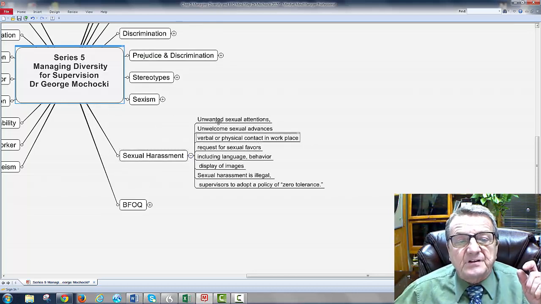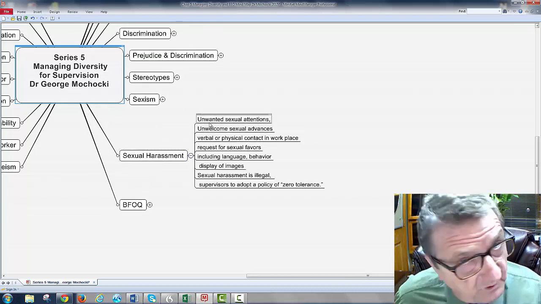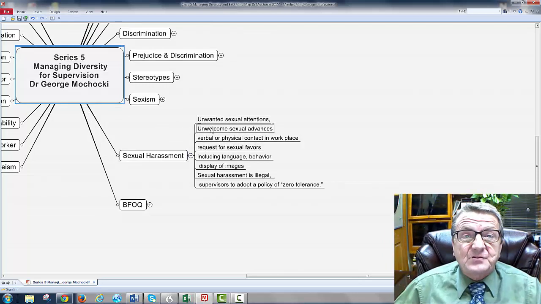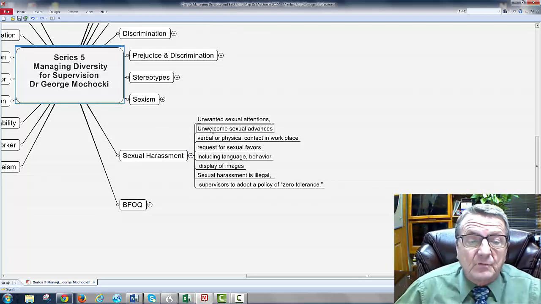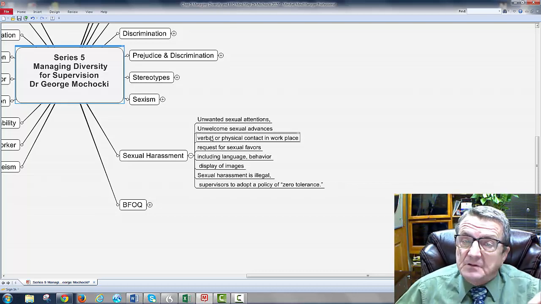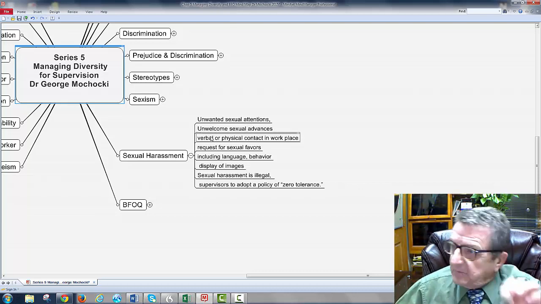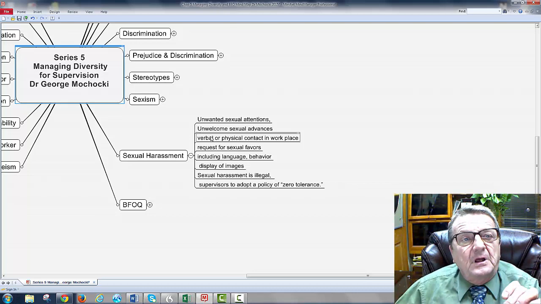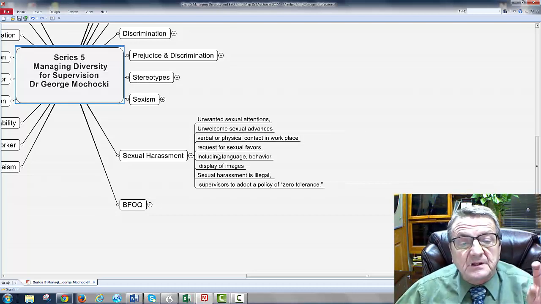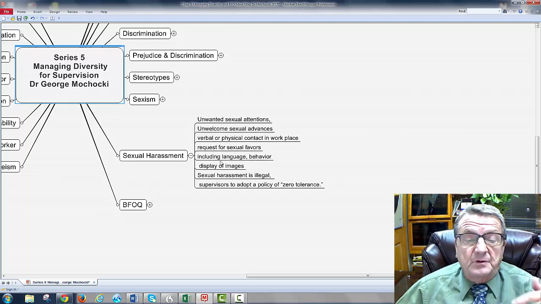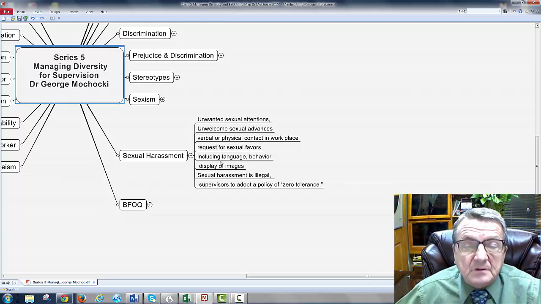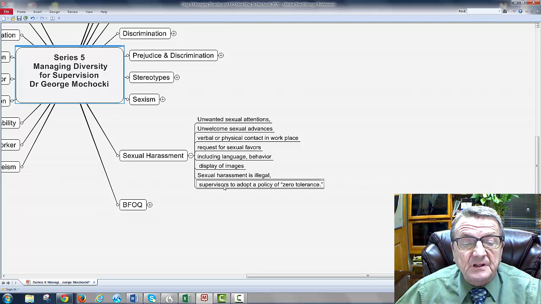Okay, sexual harassment, unwanted sexual attention. I'm looking at, hey, you're right. Unwanted sexual advances. Hey, you want to go out with me, over and over again? Verbal abuse, contact in the workplace. And it can be not direct. I'm using derogatory wording or demeaning pictures or anything else. Requests for sexual favors, including body language like, whoa, you know what I mean? Displaying of images. Sexual harassment is illegal.